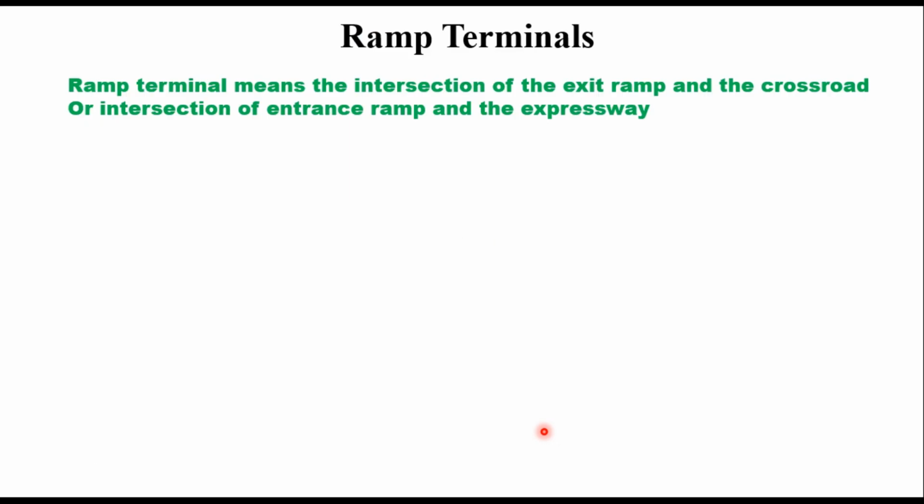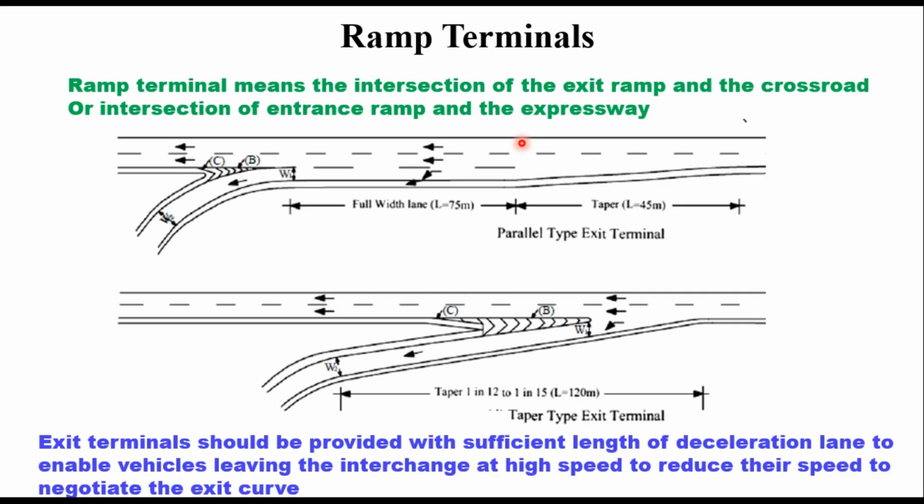Ramp terminal means the intersection of the exit ramp and the crossroad, or intersection of the entrance ramp and the expressway. And therefore, there are two types of ramp terminals. One is exit terminal, another is entrance terminal. In the case of exit terminal, it can be either a parallel type exit or a taper type exit. But in both cases, these points A, B, C are important.